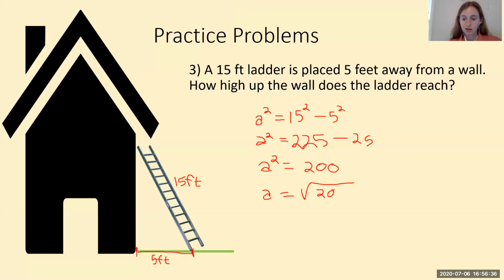So let's say we round that to the nearest tenth. We're going to say that that missing leg is approximately 14.1. So the ladder is reaching about 14.1 feet up the wall. And that's our final answer.